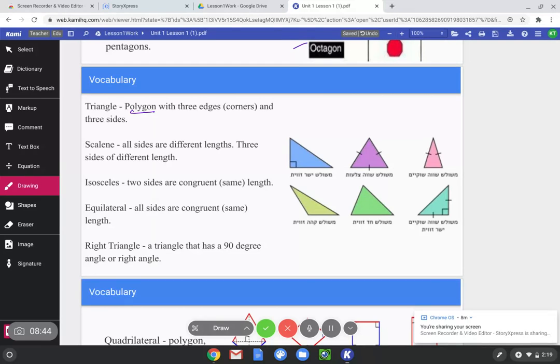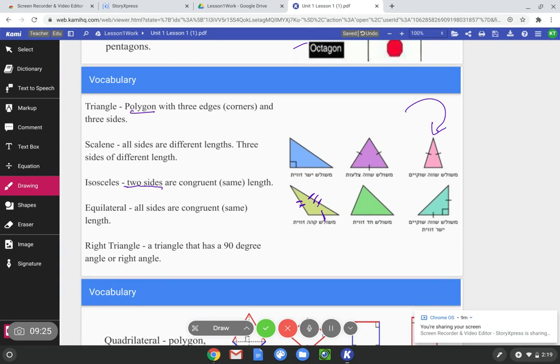So one type of triangle is scalene. That is where all sides of the triangle are different lengths. So you're going to have three different lengths on the triangle. So let's, right here, this triangle, that would be a scalene. Because all three sides are different lengths. That's a different length, that's a different length, and that is a different length. Scalene. Isosceles, on the other hand, is where two sides are the same length and only one side is different.